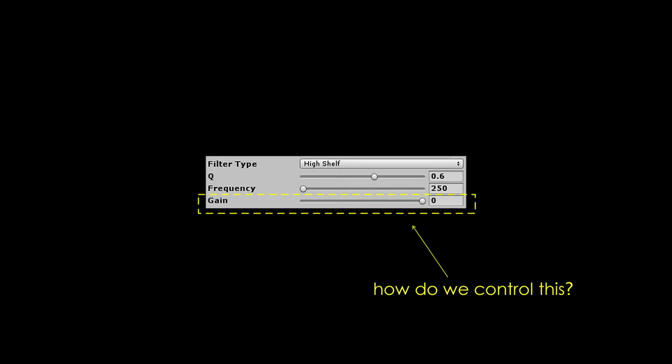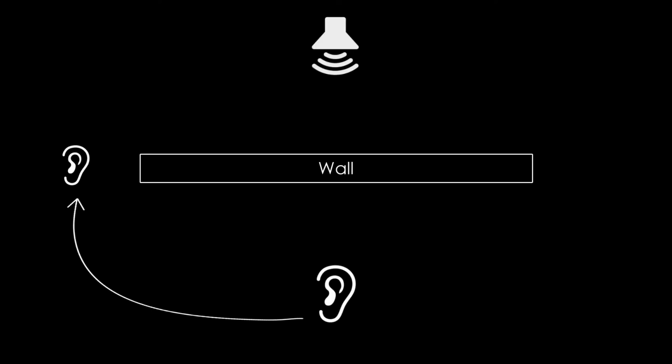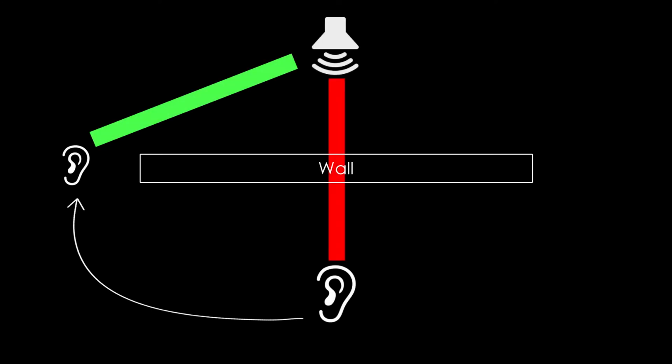What's next? How do we control the gain slider based on how much the sound source is revealing to the player? The most instinctual idea would be casting a ray from the emitter to the player and use that ray to detect if the sound is obstructed.